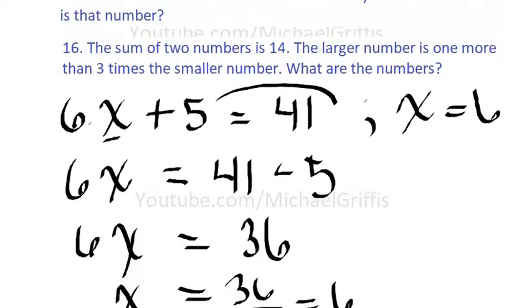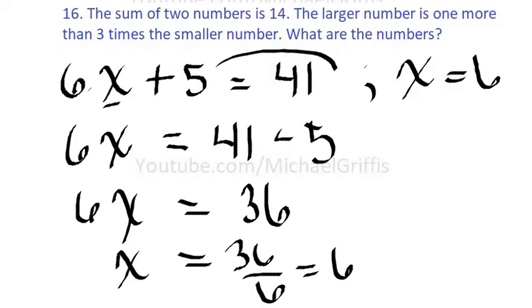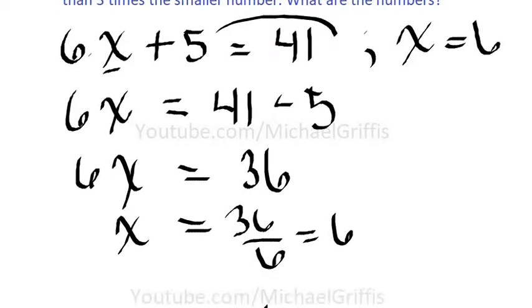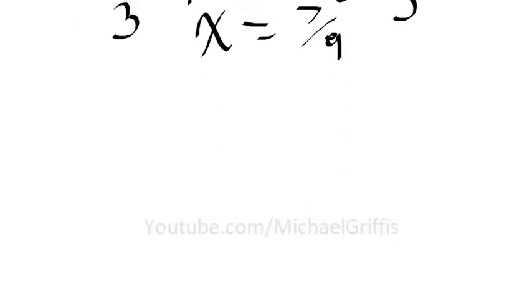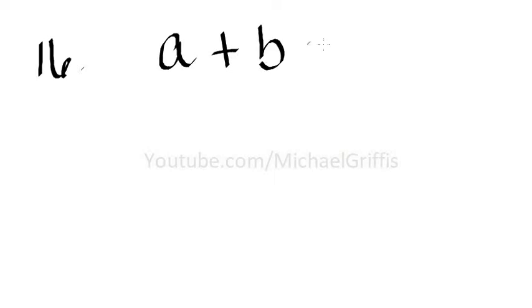Alright, let's take a look at 16 here. The sum of two numbers is 14. Alright, let's just write that down. The sum of two numbers. So this is 16. Alright, let's let the two numbers be a and b. How's that? The sum of two numbers is 14.